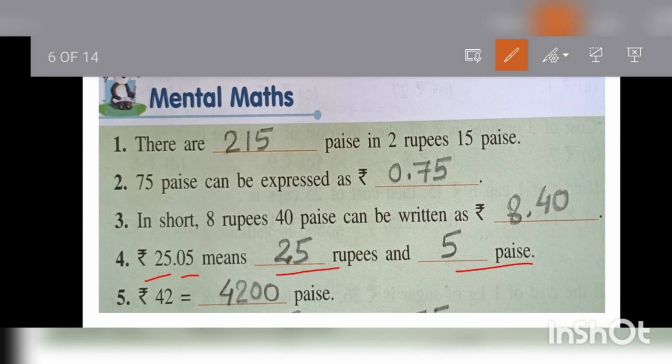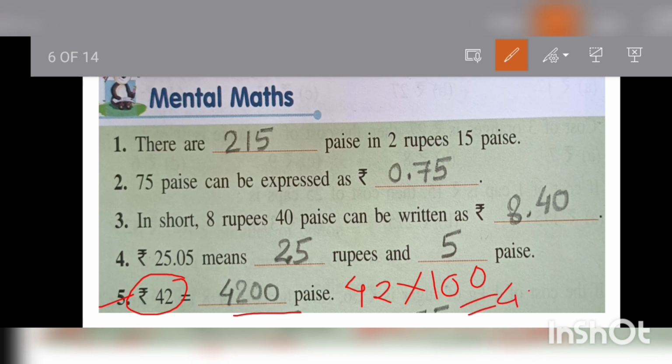Okay. Now see question number 5. Rupees 42. You have to convert this into paise. We already learned that when you convert rupees into paise, you have to multiply the rupees by 100. So when you multiply this 42 by 100, you get 4200 paise.